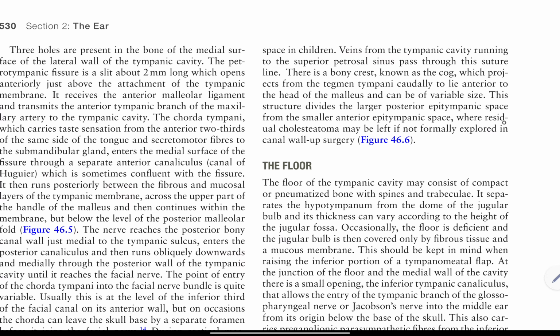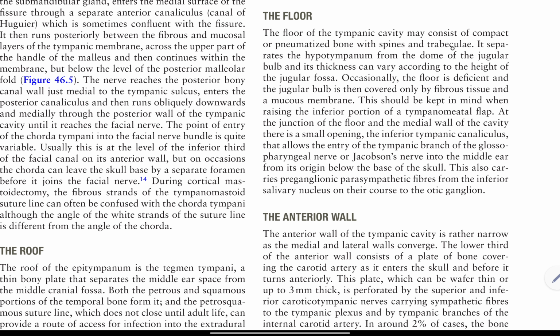The floor. The floor of the tympanic cavity may consist of compact or pneumatized bone with spines and trabeculae. It separates the hypotympanum from the dome of the jugular bulb, and its thickness can vary according to the size and height of the jugular fossa. Occasionally, the floor is deficient and the jugular bulb is then covered only by fibrous tissue and a mucous membrane. This should be kept in mind when raising the inferior portion of the tympanomeatal flap.